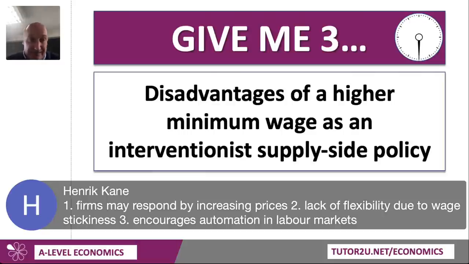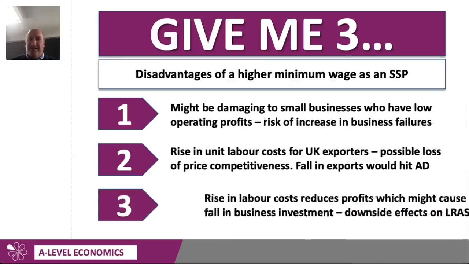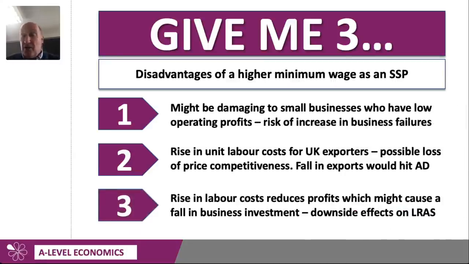Henrik talks about firms raising price, a lack of flexibility due to wage stickiness. That's the idea that wages cluster around the minimum wage or just above, and encourages automation in labour markets, which actually could be an advantage, of course. Automation creates as many jobs as it destroys, according to some people. Let me take you through my 3 disadvantages. Again, I'm trying to link to supply side. So it might be damaging, particularly to small businesses. Many small businesses have just about survived the pandemic. The median profit of a small business is something like somewhere between £6,000 and £10,000 a year. It's really small. So a higher minimum wage would eat into those profits and risk business failures.